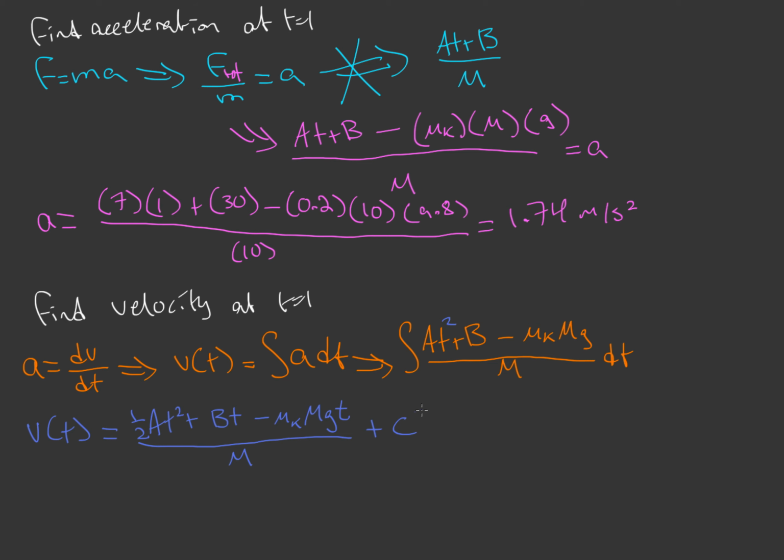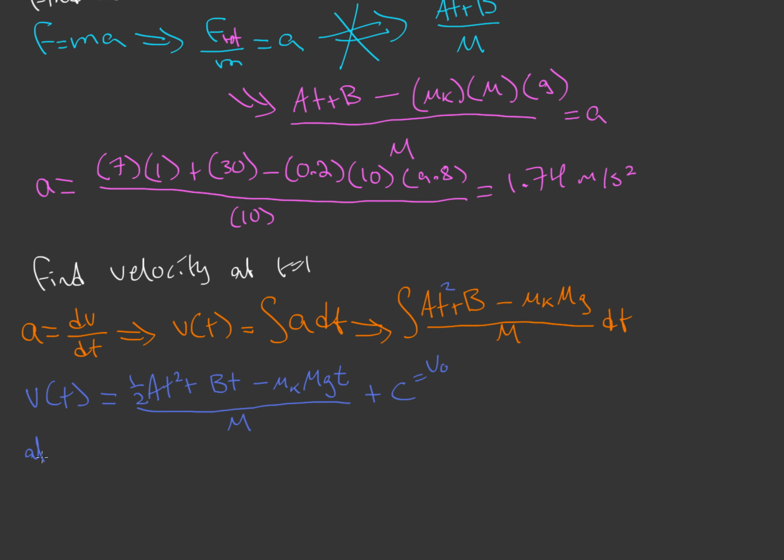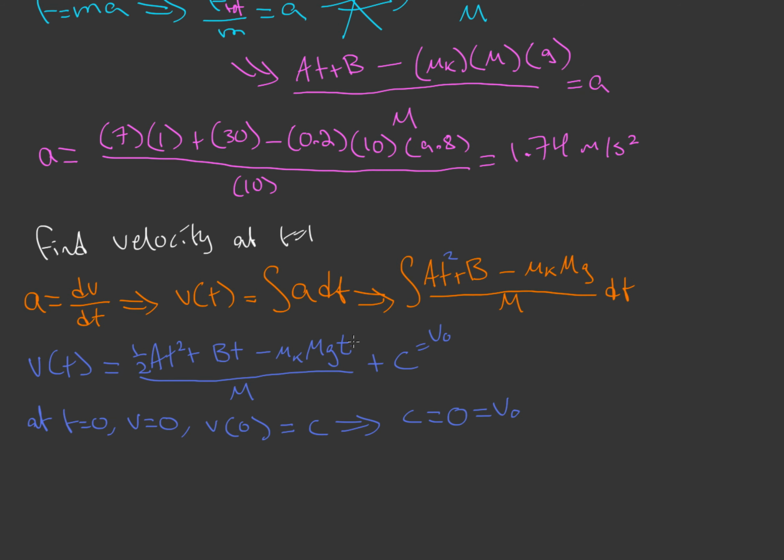Now, this constant is also equal to the initial velocity that we have. If you remember, at t equals 0, that's when the person started pushing, so the initial velocity was 0. So v of 0 is just plugging in 0 for all these functions. All these would be 0, and then all we have left is C. Putting these two together, we know that C is equal to 0, which means our initial velocity was also equal to 0. So all that we have left is just this part of the equation.